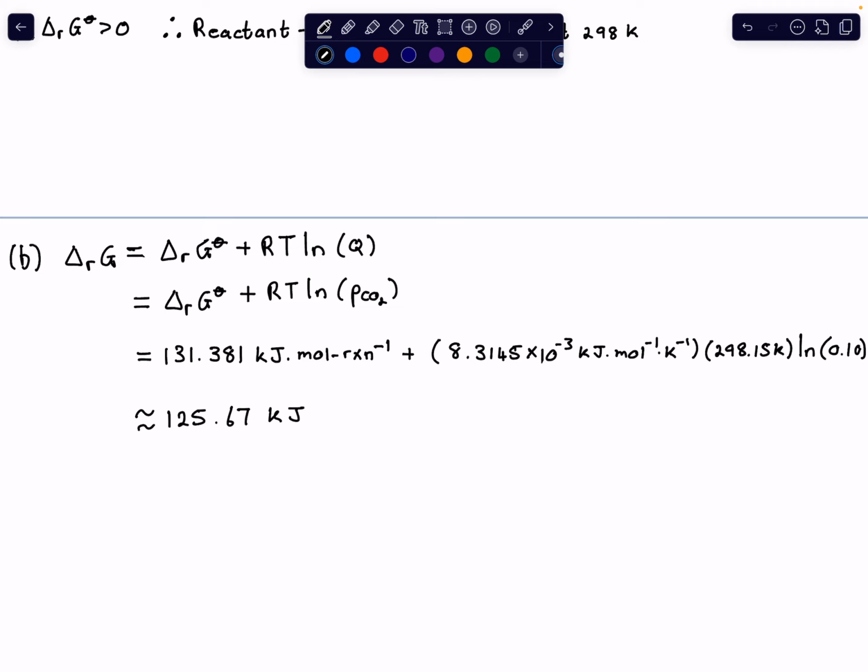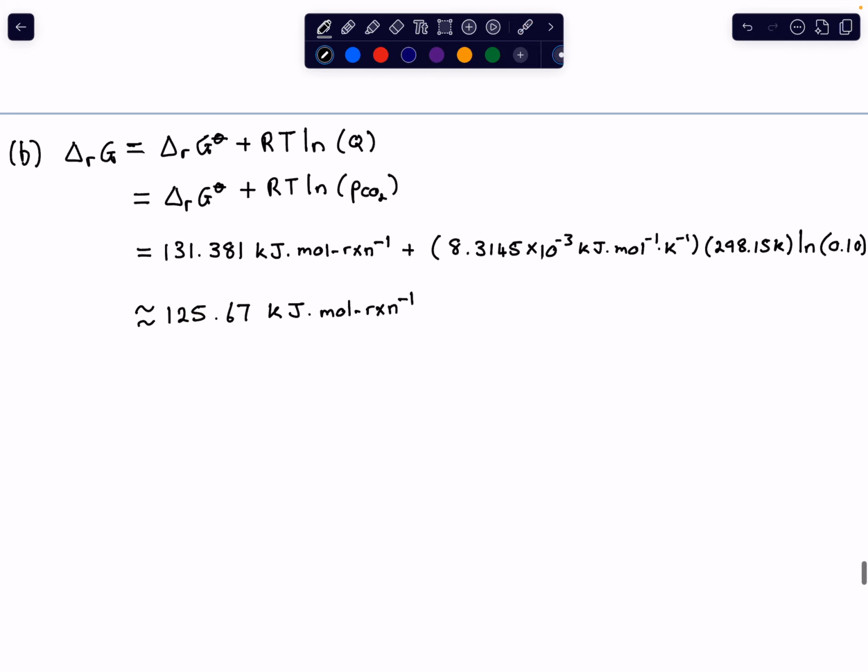125.67 kilojoule per mole reaction. All right, which is slightly less. In other words, if you look at what the standard Gibbs energy is, it's 131, and this is now 125. So it means that a low pressure for the carbon dioxide does decrease the Gibbs energy. But the Gibbs energy is still positive, right? So delta rG is still positive. So that means this reaction is not spontaneous.